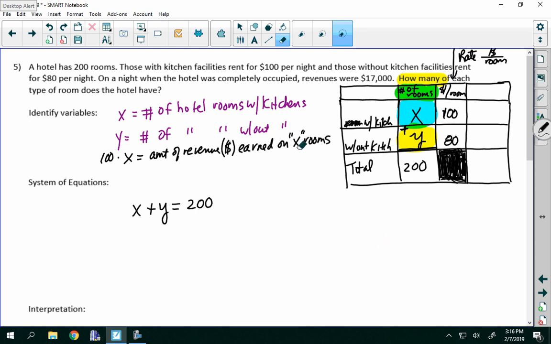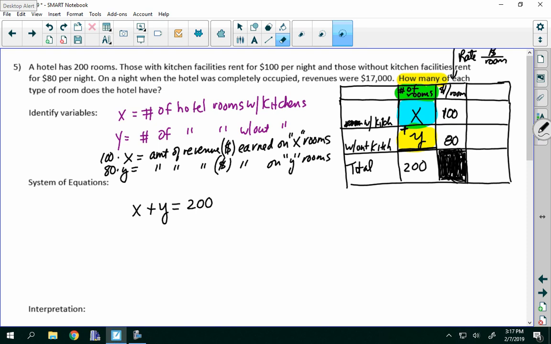You tell me the number for X. I fill in X with that number. For example, I have 50 rooms or 60 rooms or 70 rooms, and I multiply that number by 100. That's going to give me the revenue for that many rooms. Similarly, 80 times Y, or 80Y, will be the amount of revenue in dollars earned on Y rooms.